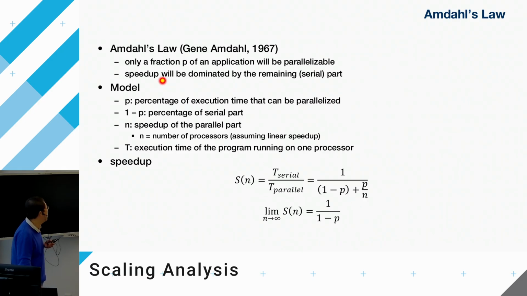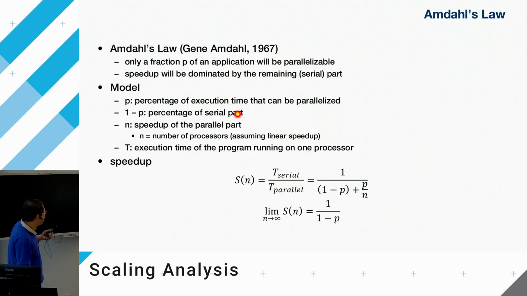And then Amdahl's law, it was stated by Amdahl that only a fraction of your application can be parallelized. There is some fraction of your code that cannot be parallelized anyway. And then the speed up will finally be dominated by the serial part, the remaining part. So based on those statements, there is a model.